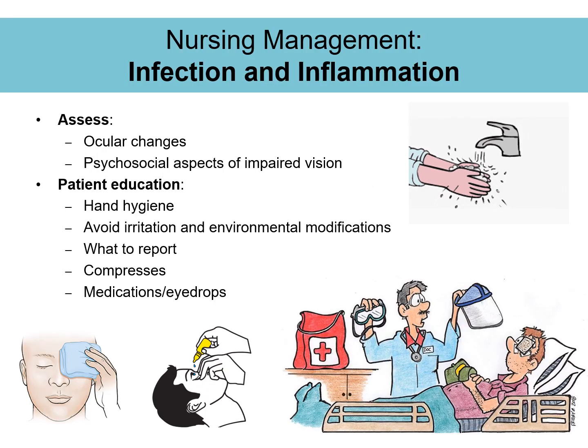Okay, so again, for infection and inflammation, you want to assess ocular changes, and then you want to also not forget about the psychosocial aspects of impaired vision. We talked about that. We're going to educate: hand hygiene, stay away from things that irritate your eyes, what to report. So all those signs and symptoms of infection, also vision changes. So if all of a sudden they see blurry or they see things floating around. Warm compresses help drain and increase circulation around the eye. Cool compresses can help with pain. And then of course medication and eye drops, you want to educate them on how to instill eye drops. The tip of the applicator should not touch the eye so it doesn't get contaminated.